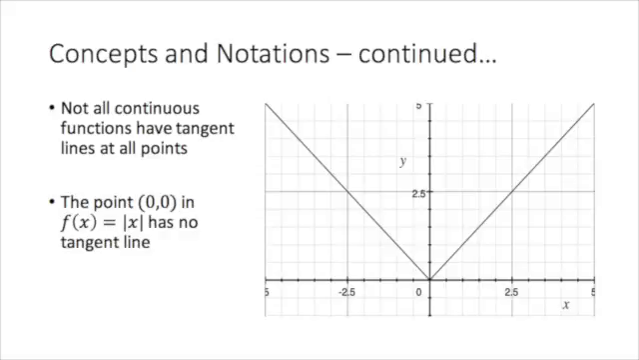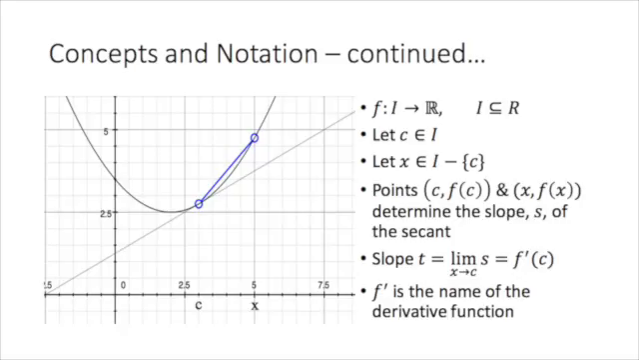So when we talk about differentiability and derivatives, what would that mean? What would the slope of a line at a point on a curve mean? How do we calculate that slope? The slope of the tangent line is equal to the limit of the secant slopes as x approaches c.